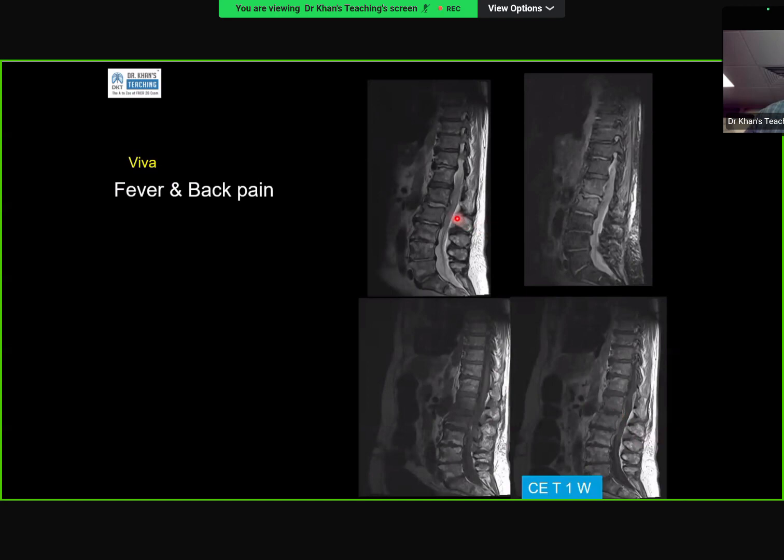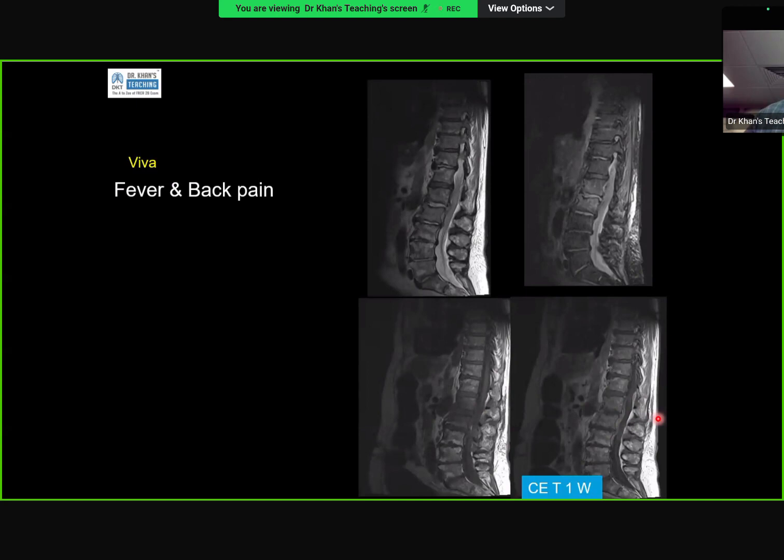So on this STIR, we can see that there is high signal here, and look at the edema. Edema is high signal on STIR. On T1, that is low signal. So till now, everything is quite obvious. Now this is pre and this is post. What is happening here? Over to you, Candy.